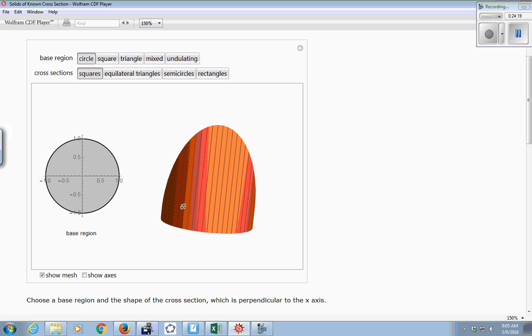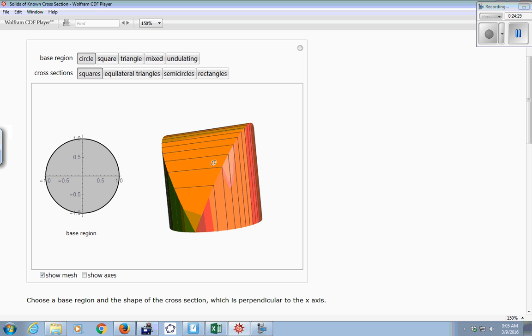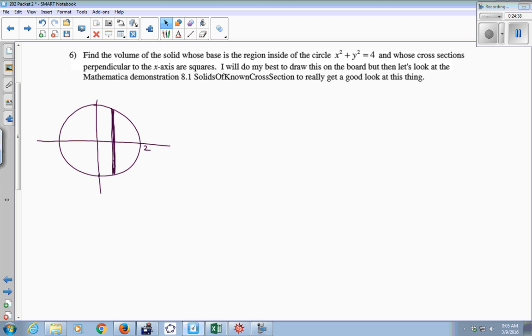Okay, that looks like part of an ellipse, yeah. But then, if you look at it this way, it does look like one, but when you turn it, you go, oh, that's not a football, right? That's a weird looking football. It's got these sharp edges. All right, so anyways, let's find the volume of it.